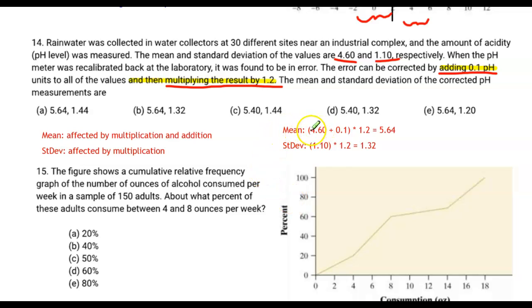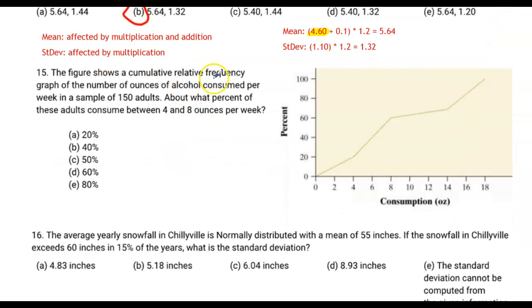The mean, therefore, is the original mean, the 4.6, plus 0.1, that's what it asks us to do, add 0.1, and then multiply by 1.2. Answer should be 5.64, which means we can get rid of a lot of these potential answers. And then the standard deviation is 1.10. I'm only multiplying by 1.2 because any adding or subtracting is not going to affect the standard deviation, but multiplying by 1.2 does affect the standard deviation. 5.64 and 1.32, boom.